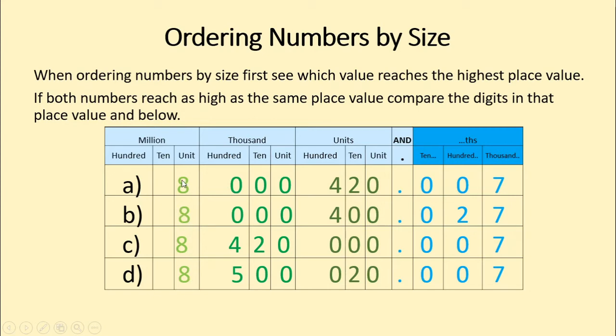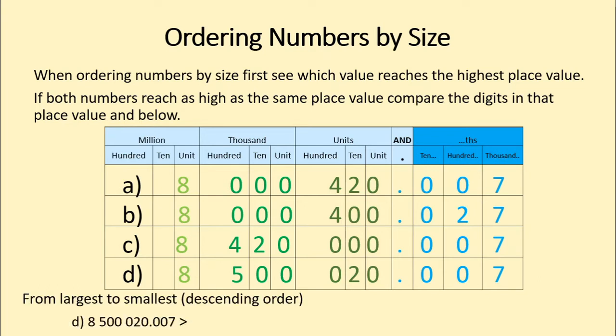So let's go down from there and compare the next place value. So in the hundreds of thousands, for A, I see that we've got 0 in the hundreds of thousands. For B, I see that we've got 0 in the hundreds of thousands as well. For C, I've got a 4 in the hundreds of thousands, and D, I've got a 5 in the hundreds of thousands. So I already know which is the biggest number. D is going to be my biggest one because it's got an 8 in the millions like all of the others, but then in the hundreds of thousands position, it's the only number with a value of 5 or higher. So from largest to smallest, I'm starting with D. 8,500,020 and 7 thousandths.